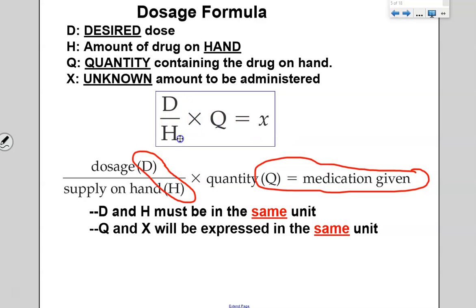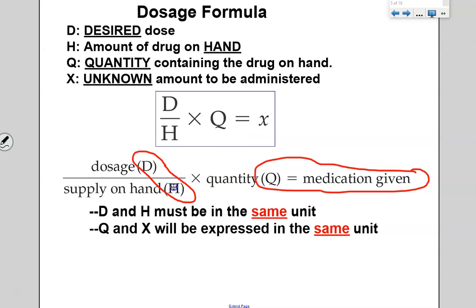Now, what do each of those stand for? D stands for the desired dose. So this is how much the doctor orders the patient to have. H is the amount of drug on hand. So if you look at the label or at what's given in the problem, how does the drug come? Quantity deals with how the drug comes. Does it come in 5 milliliter portions? Does it come in a tablet? How does it come? And then this X is just standing for your answer.